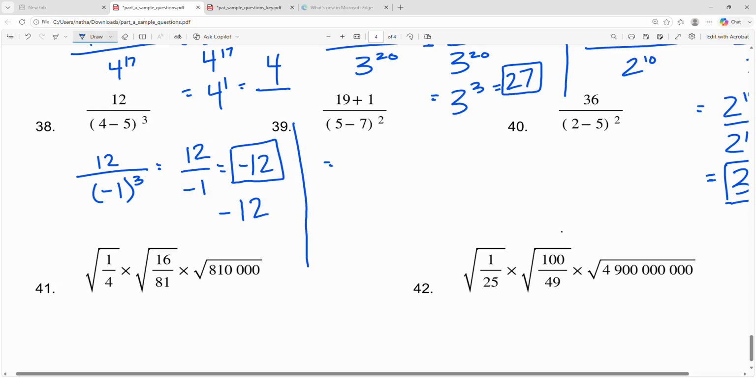Okay, on the top, 19 plus 1, 20. Easy. Let's do our brackets. 5 minus 7, -2. And it's squared.